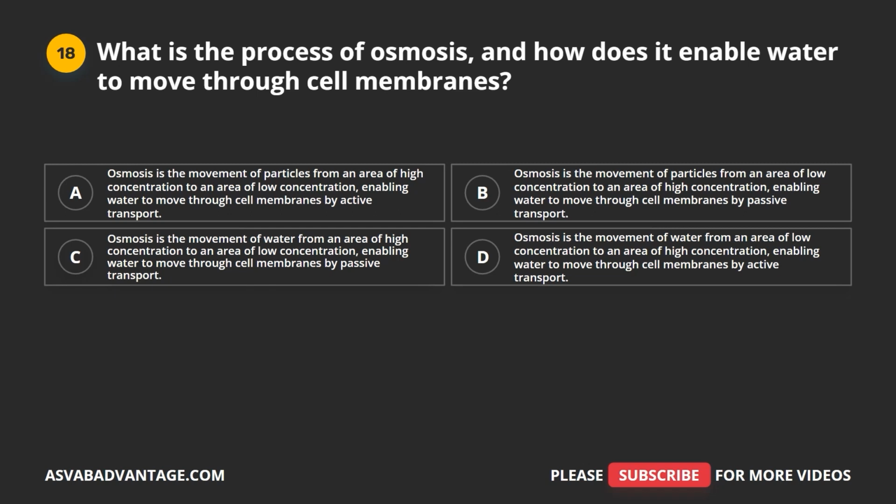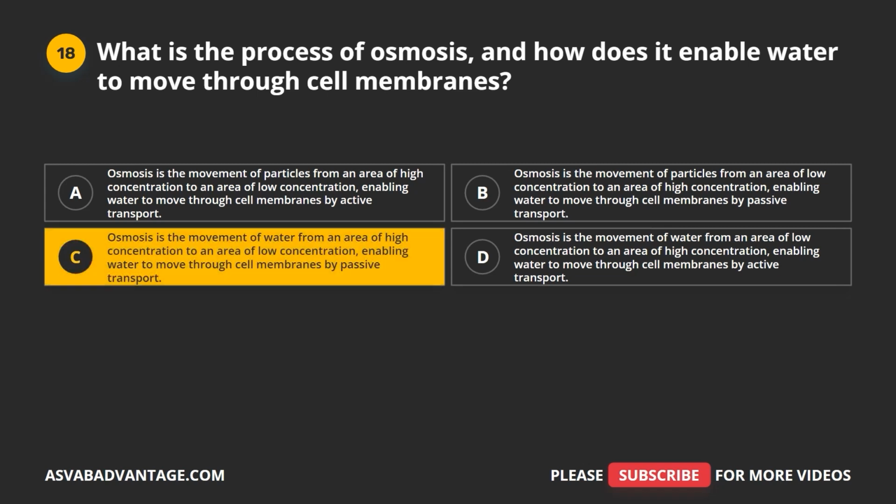C. Osmosis is the movement of water from an area of high concentration to an area of low concentration, enabling water to move through cell membranes by passive transport. D. Osmosis is the movement of water through an area of low concentration to an area of high concentration, enabling water to move through cell membranes by active transport. The correct answer is C.